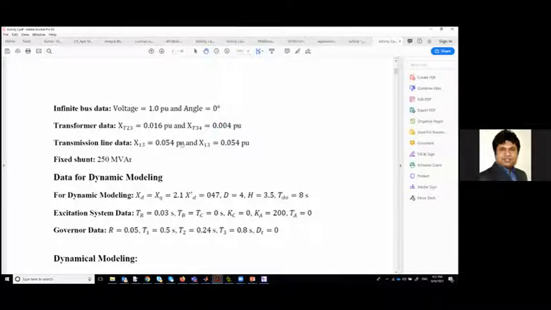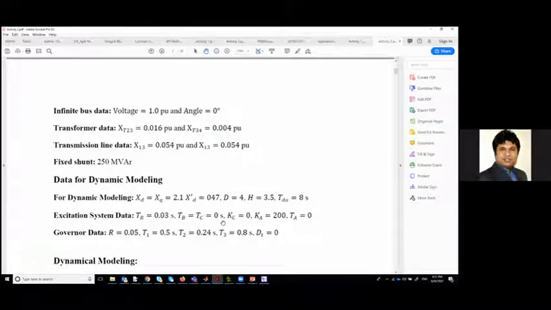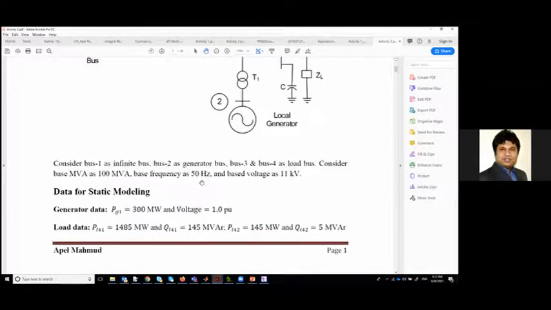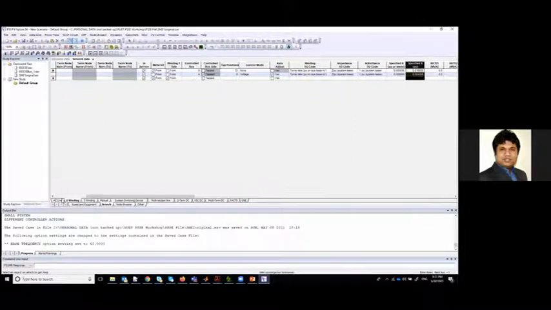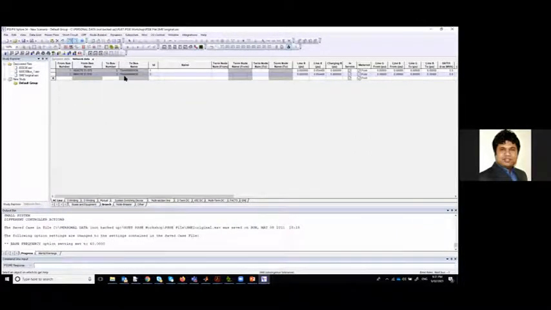Transmission line 1 3, we have two parallel lines. That means these two parallel lines, 1 3 and 1 3, I put them. If I take you to the AC line, 1 3, 1 3, I put 0.054 for both of these lines. So this is how we build this system. This is the static model, that is what I have been showing you.